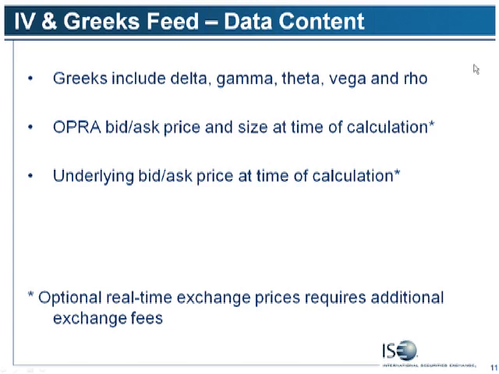Content of the feed is your standard Greeks. We include mid-market, delta, gamma, theta, vega, and rho. We include the option bid and ask price and size at the time of the calculation. We also include the underlying bid and ask price at the time of the calculation. So in each record, for each option, you end up seeing all of the Greeks plus all of the underlying and option prices that went into that calculation, so that you could, if you wanted to, replicate those calculations yourself.